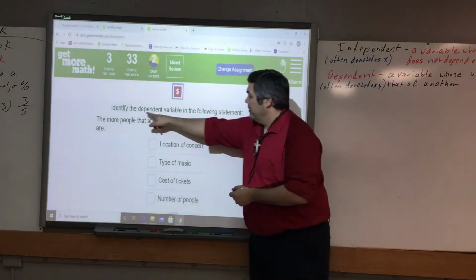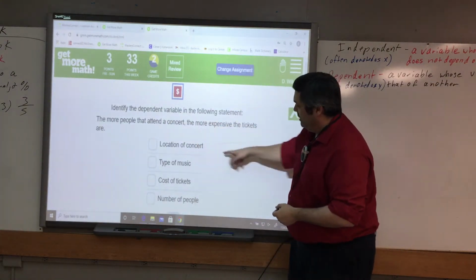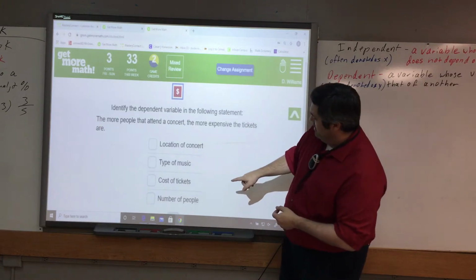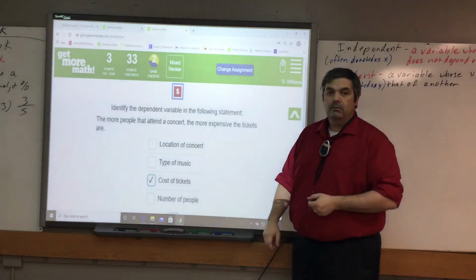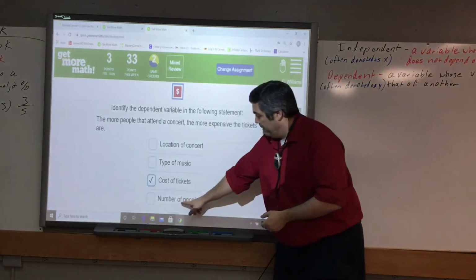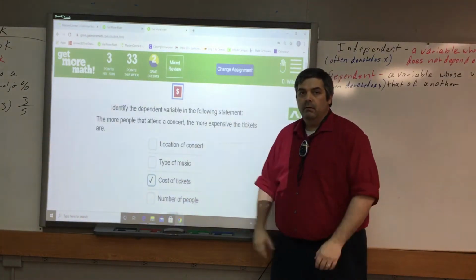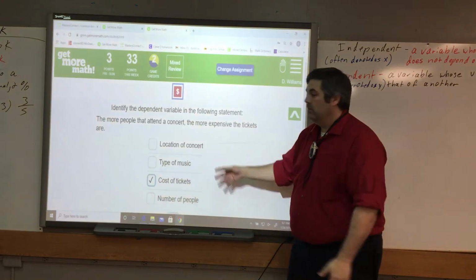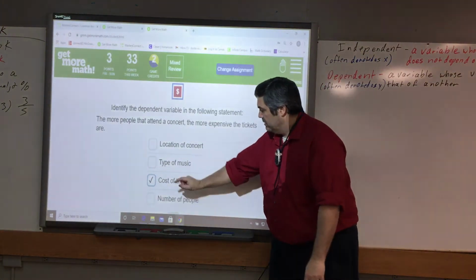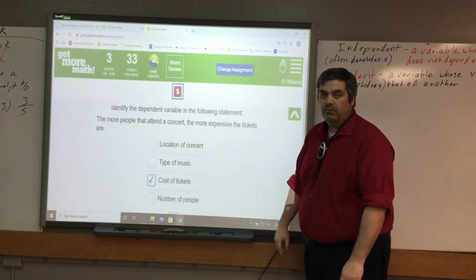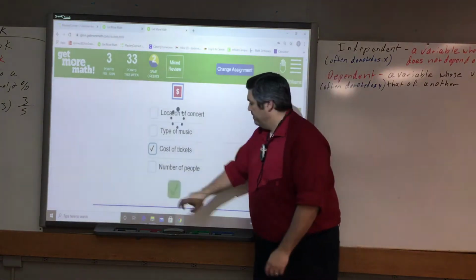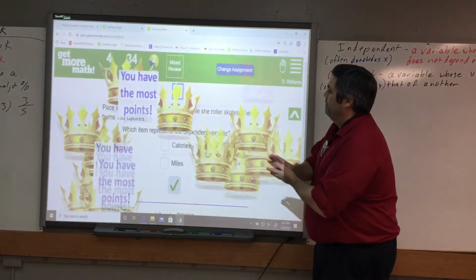We're looking for the dependent, so here it's the cost of the tickets. The number of people changes the cost of the tickets. These other two things don't even matter. They're not in there. This changes this. That's what we're looking for.